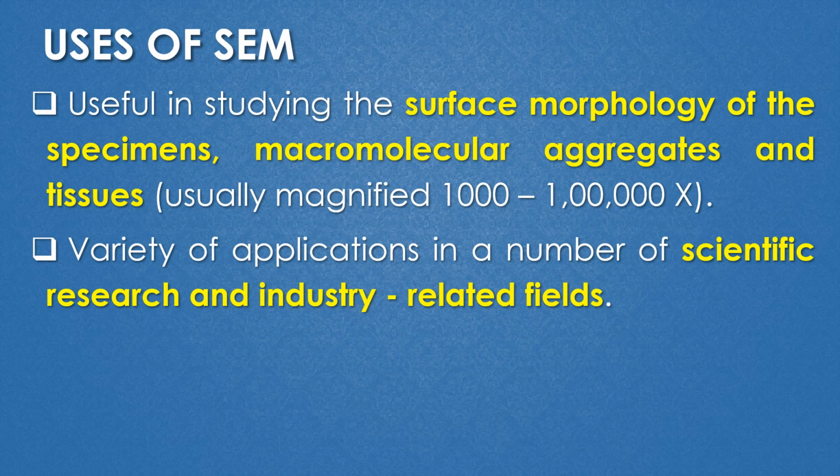Regarding the uses of the scanning electron microscope, the SEM is very useful in studying the surface morphology of specimens, macromolecular aggregations and tissues. It can magnify from 1000 times up to 1 lakh times. The SEM has a variety of applications in a number of scientific research and industry related fields.